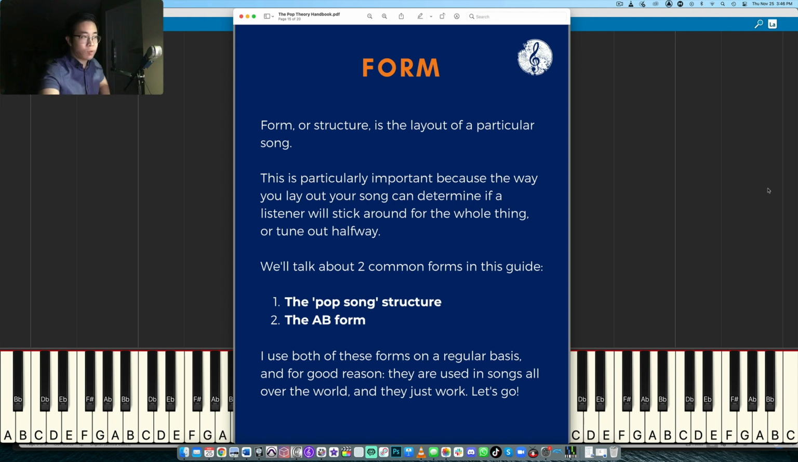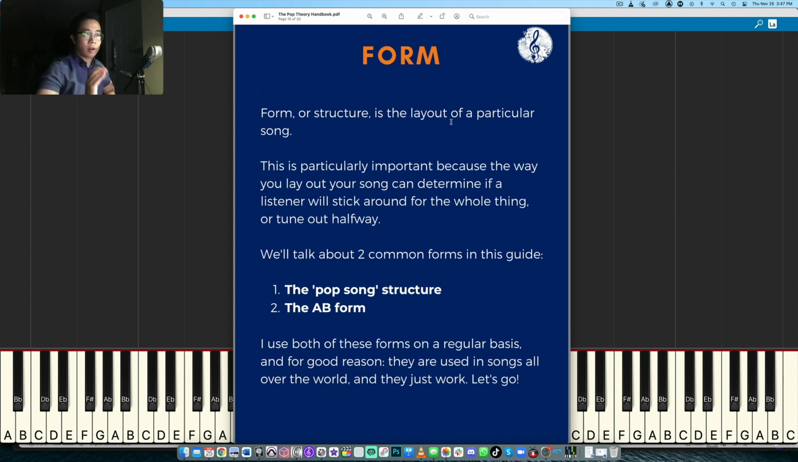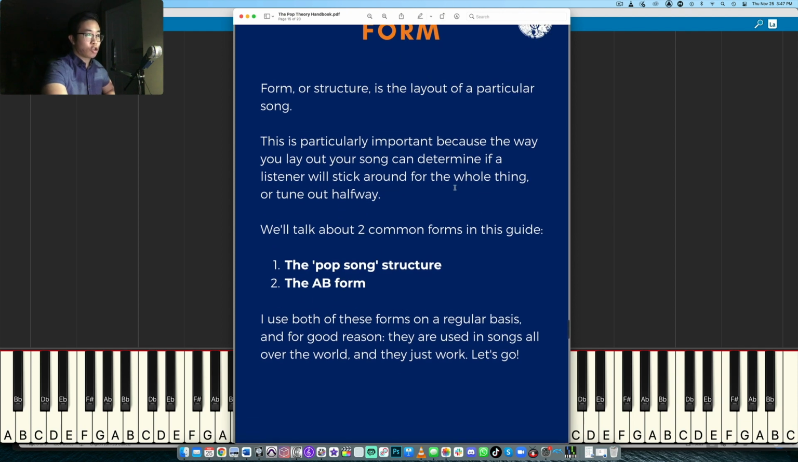So again, we're going to be using this form chapter here in this guide, the Pop Theory Handbook, and I'll take you through two examples that are very common. Just to recap, form or structure is basically the layout of a particular song, because most music has a variety of different sections within it. This is important because the way we lay out the structure can determine if the listener will stick around for the whole thing or just tune out halfway, and we definitely don't want them to tune out.